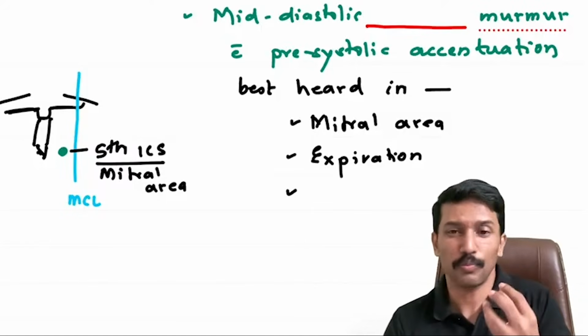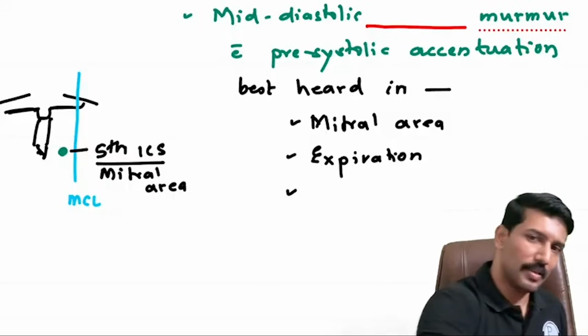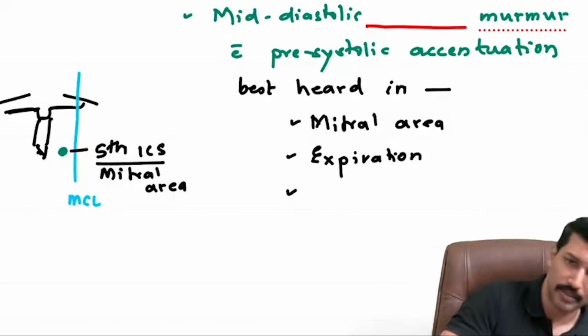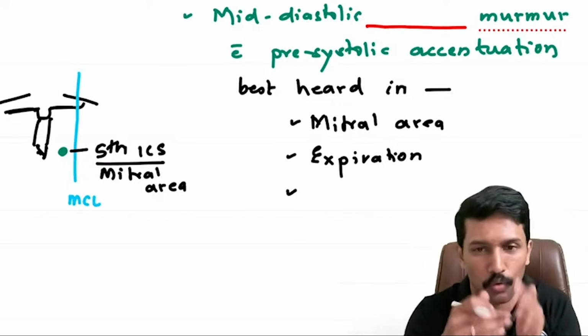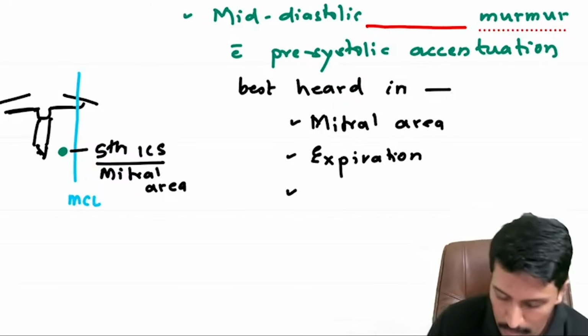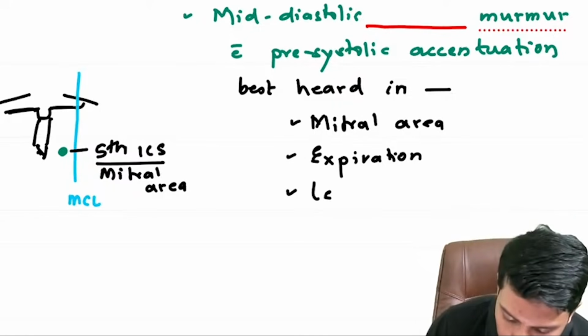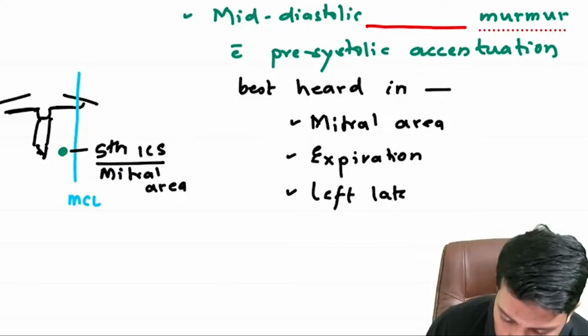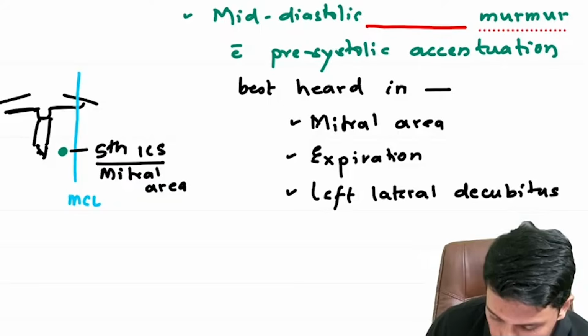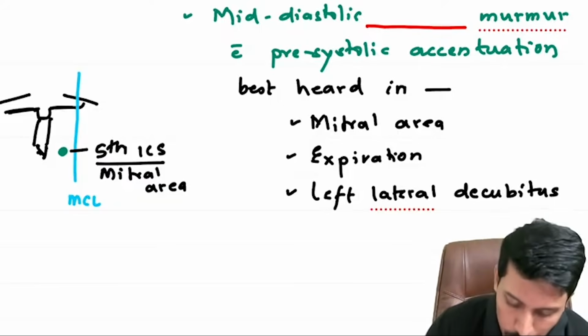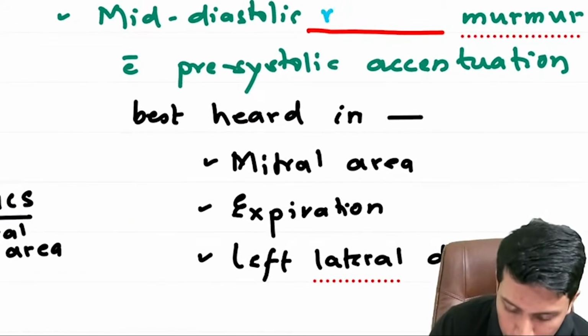So this area can be brought closer to the stethoscope if you turn the patient leftward. While he is lying on the bed, if you turn him to the left side and then auscultate, you will bring the area closer to the stethoscope. So the murmur can be better heard. So best heard in left lateral decubitus. It is called left lateral decubitus. Okay. And the word that I wanted to fill here is rumbling murmur.